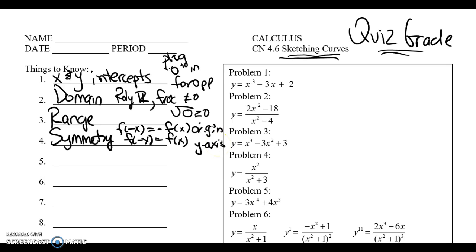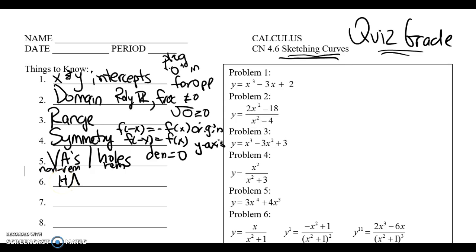Next, you have to figure out how to find the VAs and any holes in the graph. Remember, the VAs are the non-removable discontinuities, and the holes are the removable. And how you find them is you're going to set the denominator equal to 0. And again, if it removes, it's a hole. Doesn't remove, it's a VA.